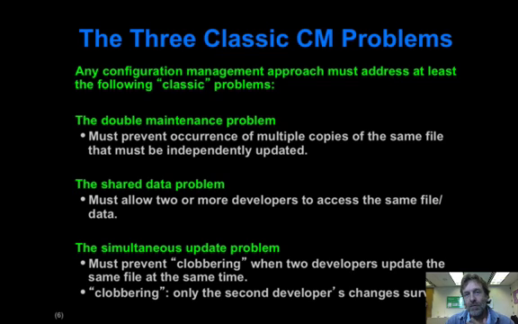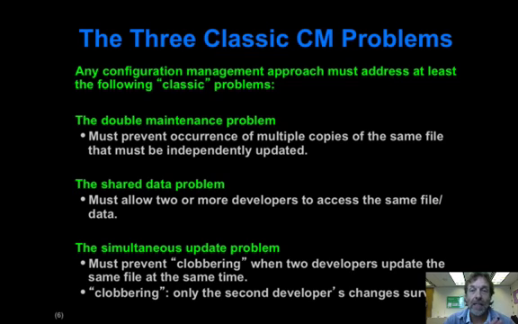All right, so this is one of the fundamental slides. This is something that I often will bring up on a quickie quiz for this module, to ask what the three classic CM problems are. Because every configuration management system has to solve these in some manner or another. The first one is the double maintenance problem: do we have multiple copies of a file sitting around that each contain the same bug and each have to be updated manually and independently? We don't want that to occur.